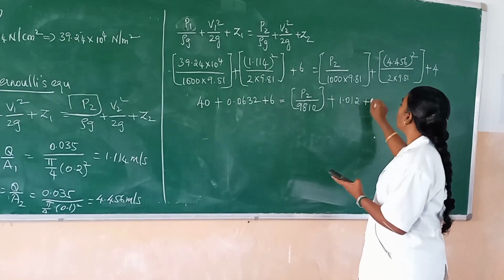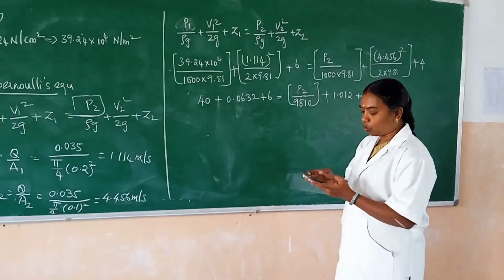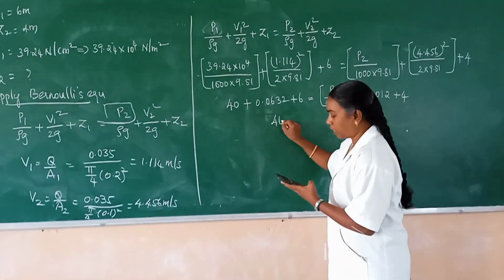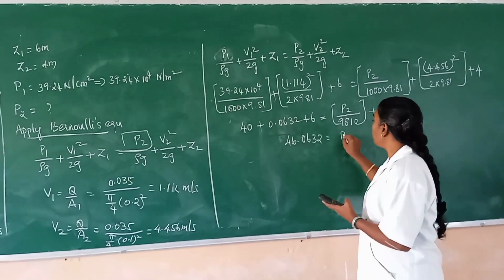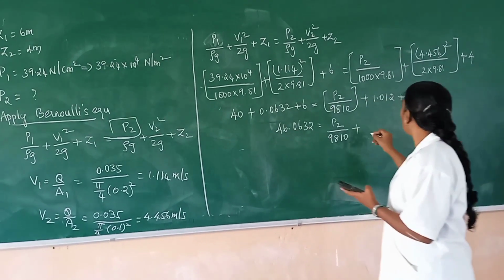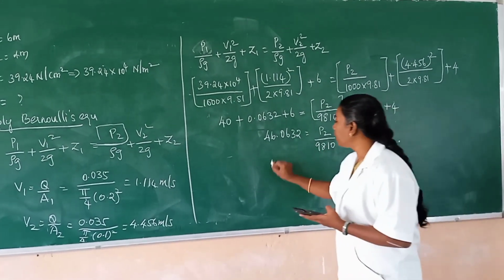1.012 plus 4. You will add all this and you can bring this to this side. 40 we will get 46.0632 is equal to P2 by 9810 plus 5.012. You bring this value to this side.